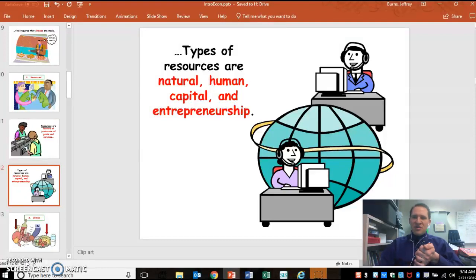Natural resources are things that are provided by nature. You've got fish, and you have lumber and coal and things like that. Human resources are people giving their time, their energy, their skills. Capital resources are money and machines, things like that. Entrepreneurship is the idea of having a new business. All right, so those are your 4 types of resources.